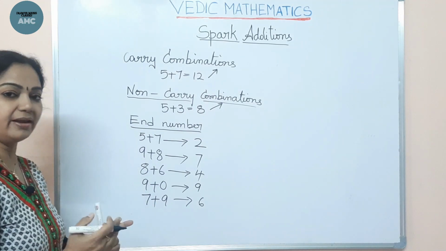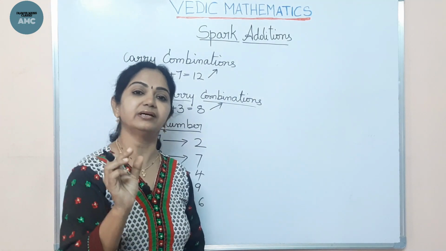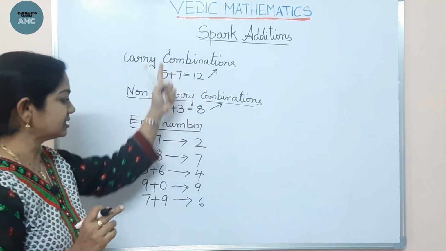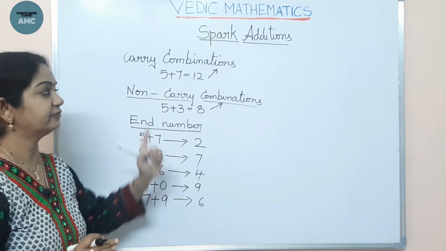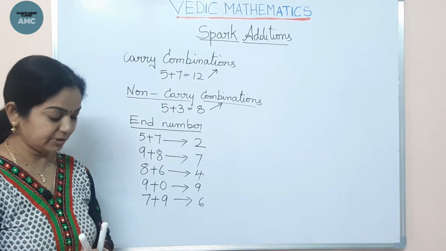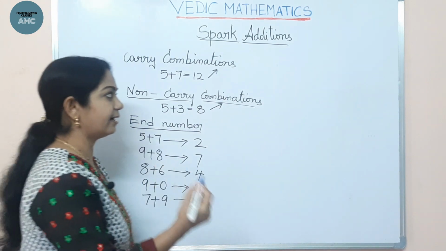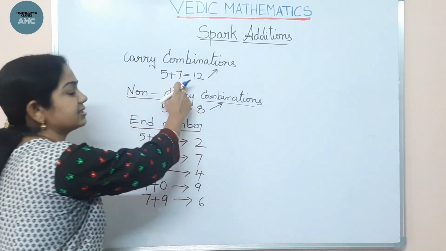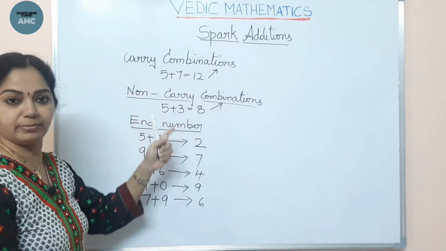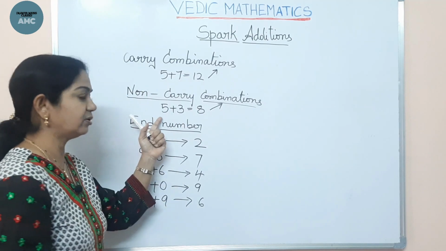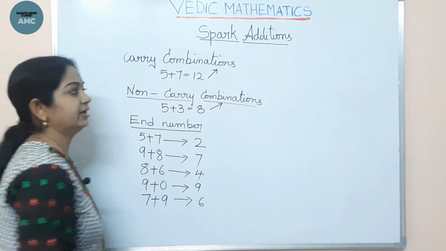Okay, the end number is nothing but the number in the units place. So this is the terminology for knowing the additions. Now here we will start with the basics. A double digit number and a single digit number, we know we get a carry combination, or a non-carry combination also we get, right?